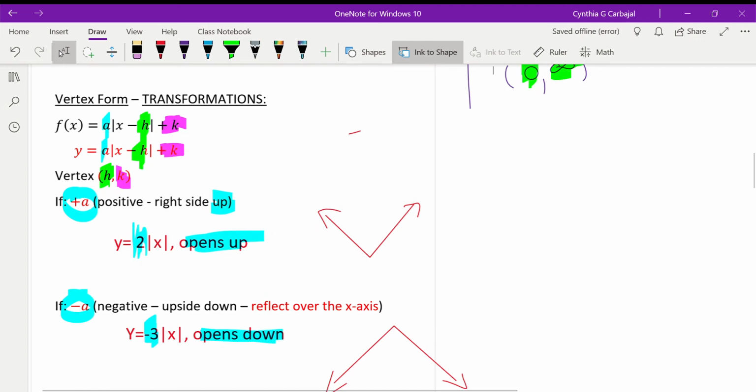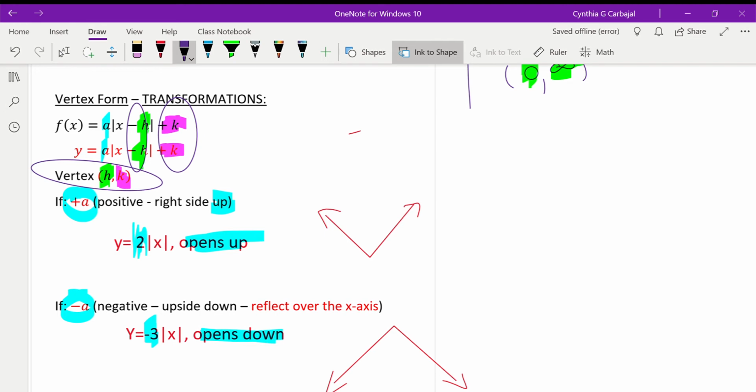Now, this is called the vertex form. Why is it called the vertex form? Well, it's called that because when you look at the value of the vertex, you can actually get that from the information in your equation. The numbers in the middle will give you the x coordinate of the vertex, and the ones outside of the absolute value signs will give you the y value of the vertex. And we'll do some examples right now.